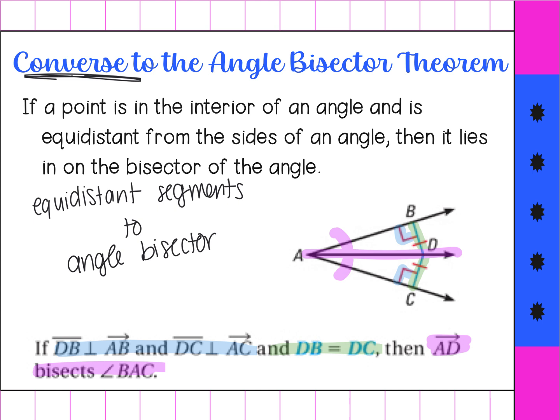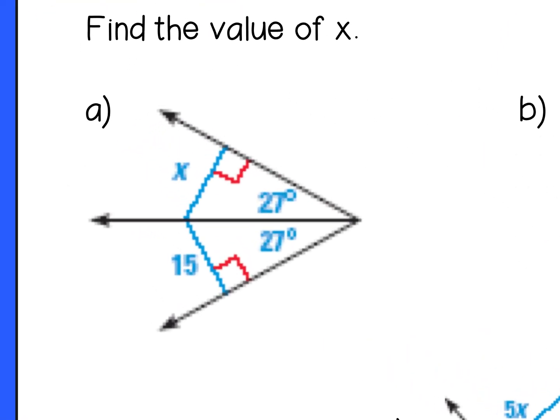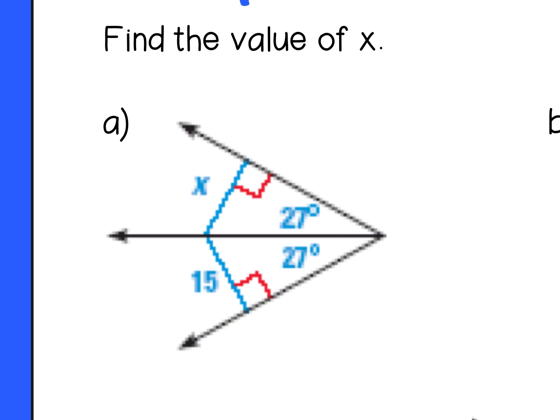So going ahead and looking at the examples. Looking at example A, what are they telling me that is congruent? Is it my segments or my angles? They're giving me my angles. So is this angle bisector theorem or the converse of angle bisector theorem? Good, this is going to be angle bisector theorem. They're giving me my angles.